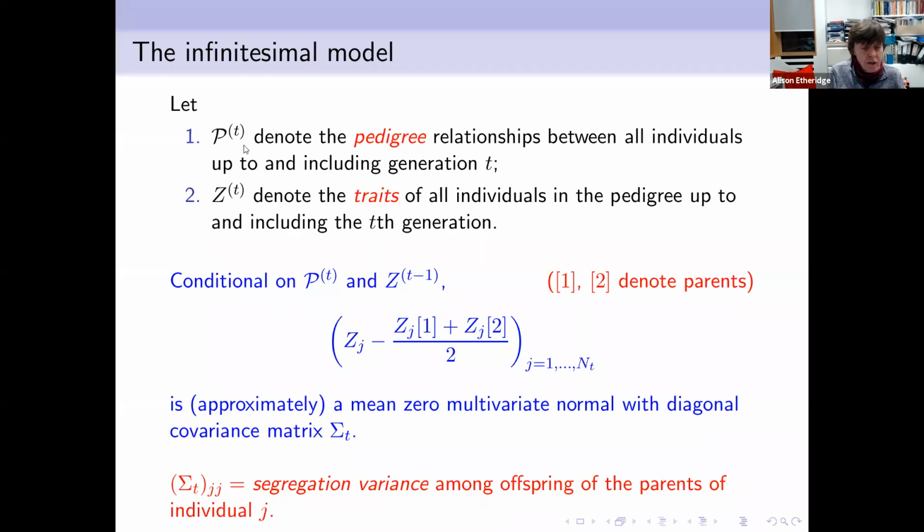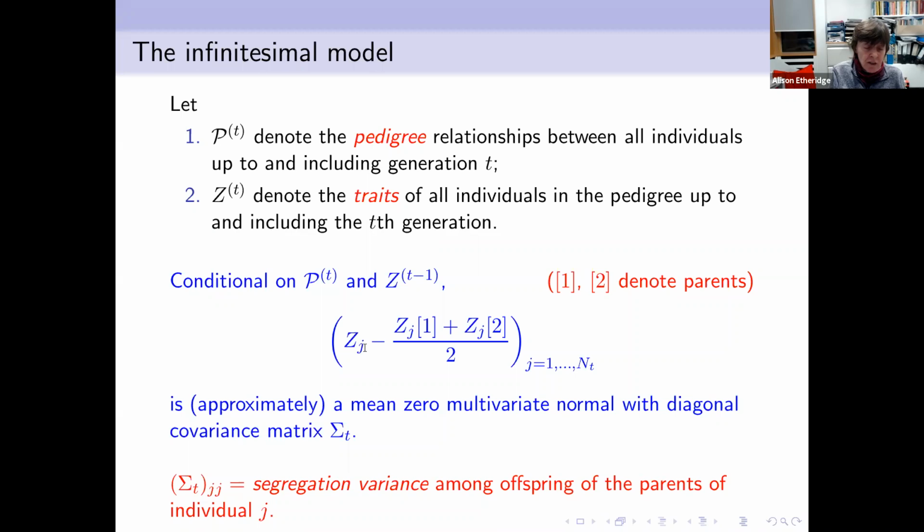So what we're going to do is write P(T) for the pedigree relationships between all individuals up to and including generation T. If you like, that's just those matrices. And we're going to write Z(T) for the traits of all individuals in the pedigree up to and including the Tth generation. And the quantity that we've got a statement to make about is the difference between the trait values of the individuals in generation T. So this vector, Z_j, is going to be the trait value of the individual labeled J in generation T. And there are N_T such individuals. It can vary from generation to generation.